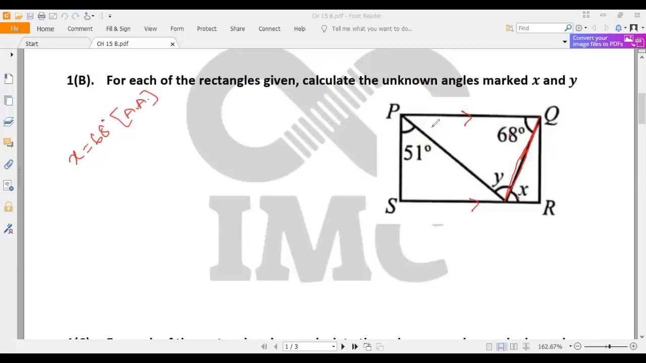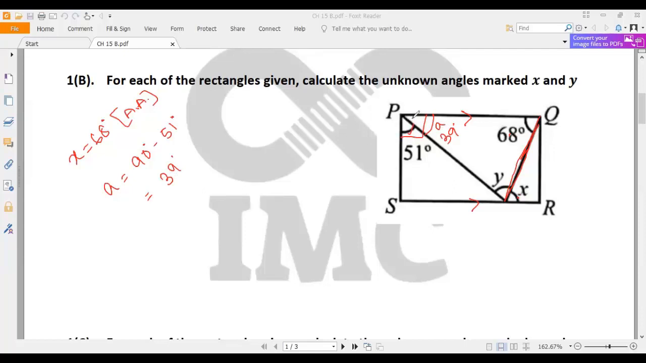And we know that this is a right angle. Then if this one is 51, what will be the value of A? A must be 90 degrees minus 51, because in a rectangle every interior angle is 90 degrees. So A plus 51 will make 90, so the value of A should be 90 minus 51, which is 39 degrees.